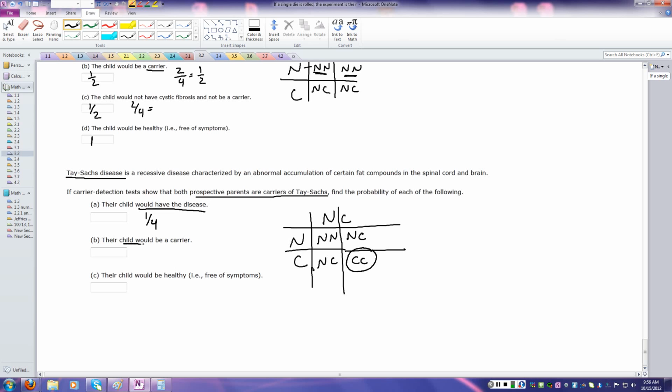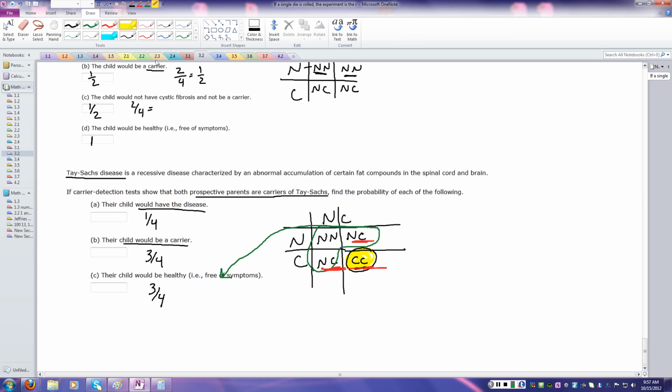The child would be a carrier would be 3 in 4. Because this kid still is a carrier, even though it has the disease, it carries it. And the child would be healthy, symptom-free, would be 3 out of 4. Because these kids are healthy, they don't have any symptoms, right? These kids are healthy, they don't have any symptoms, but these 2 kids are carriers, or these 3 are carriers, and then this one ends up having the disease.